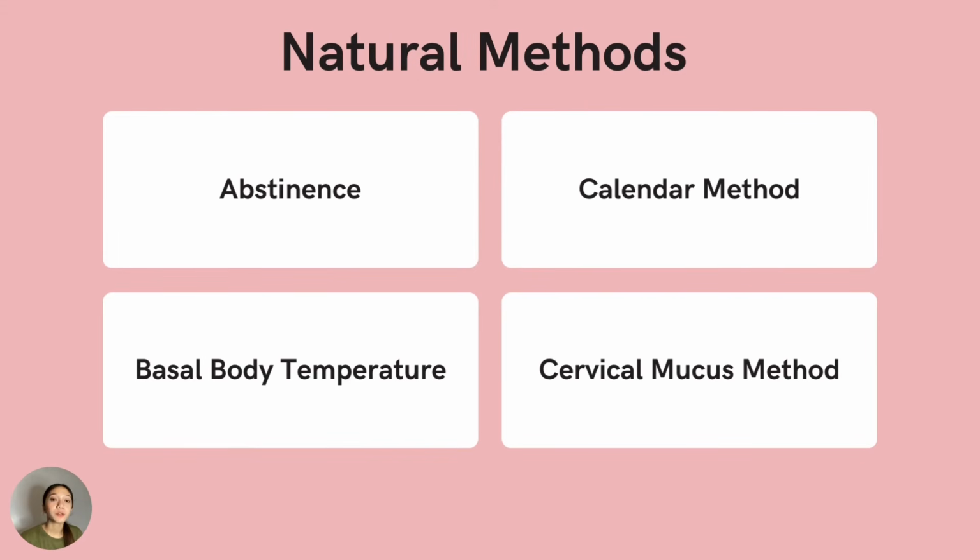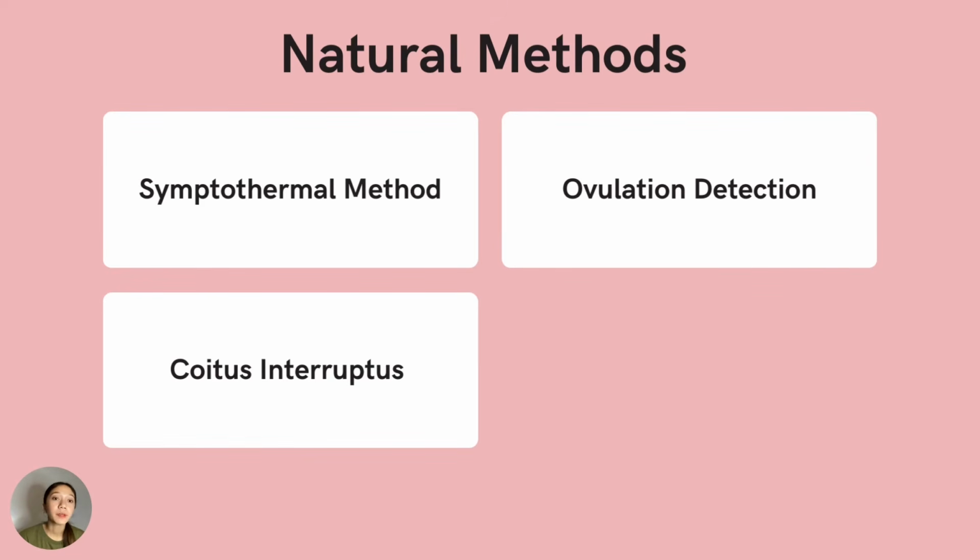Next is the cervical mucus method. In this method, you track the color, thickness, and texture of your cervical mucus to monitor your fertility. Your cervical mucus becomes thinner, slippery, and stretchy when you ovulate. Tracking your cervical mucus will require some practice. As females, ito din yung isang method na itatrack mo yung mucus mo to know if you are fertile or not. Next is the symptothermal method.